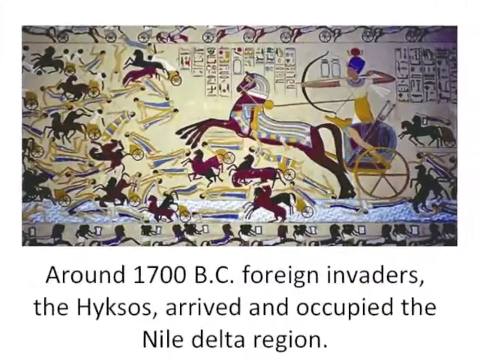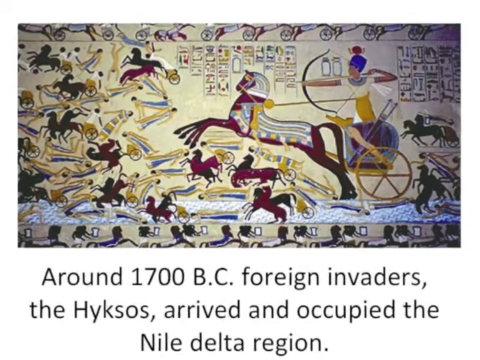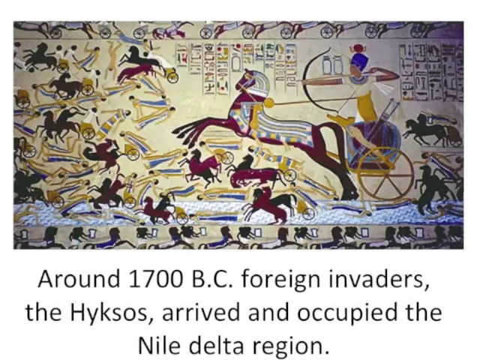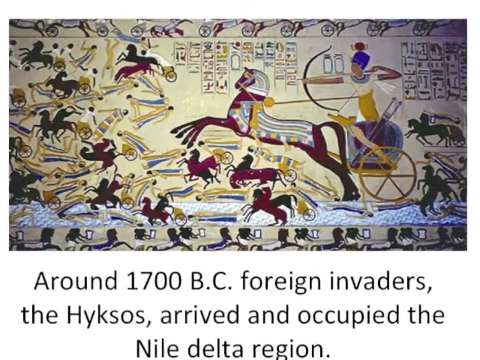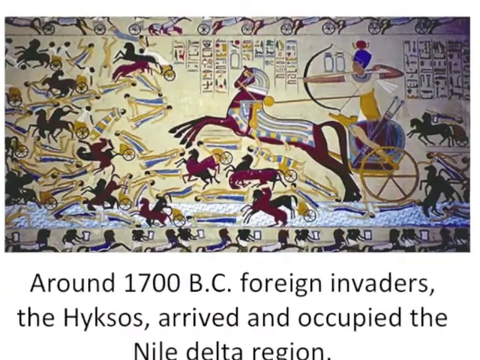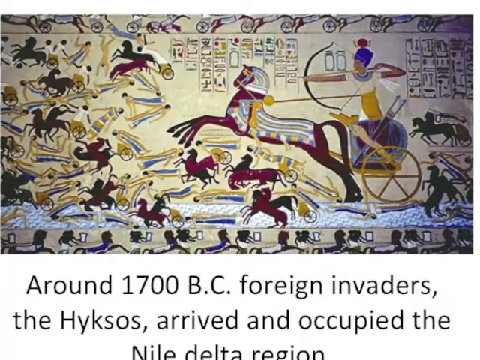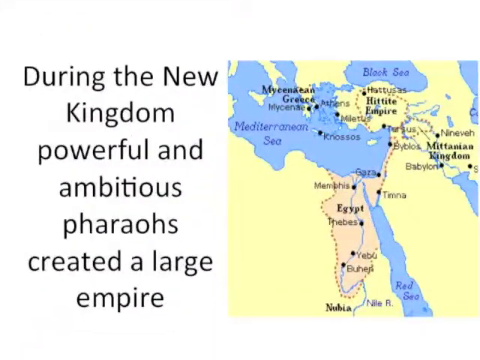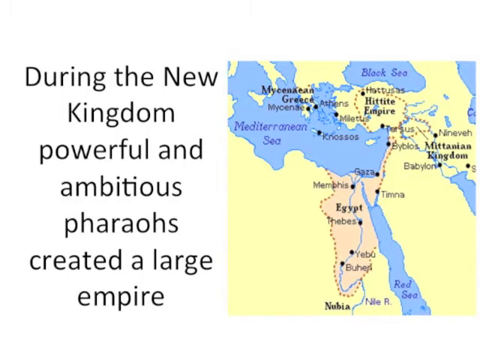Then, around 1700 BC, catastrophe struck. There were foreign invaders, the Hyksos, and they came down from the north and began to occupy the Delta region, and the Egyptians were really awed by their horse-drawn chariots and all of their military power. They took over Egypt for a time, and it took almost 100 years before the Egyptians were able to drive out the Hyksos. But eventually, they did drive them out, and they set up what we call the New Kingdom.